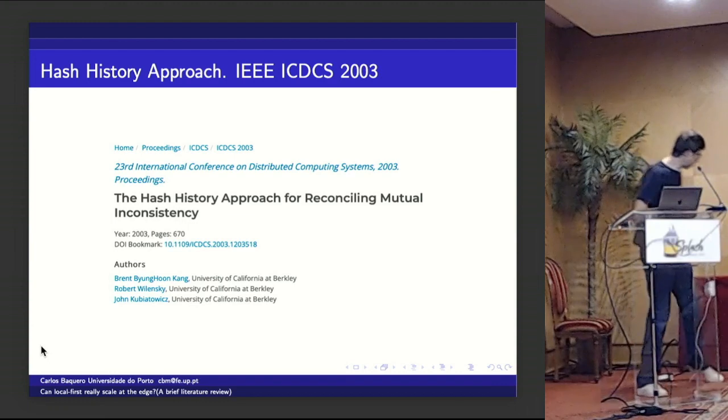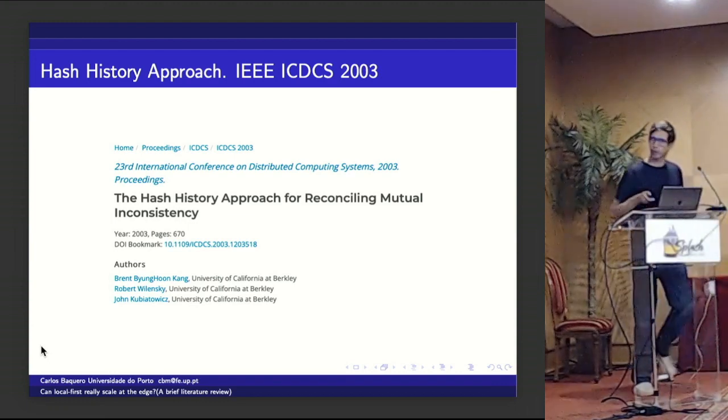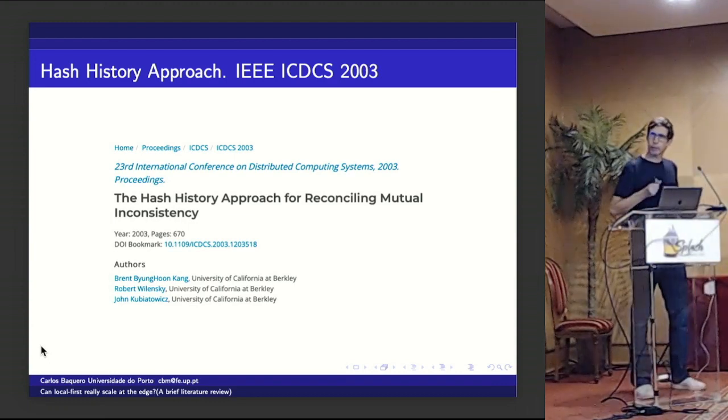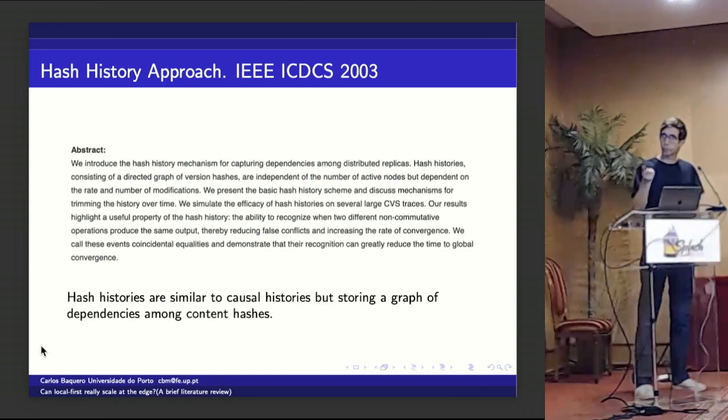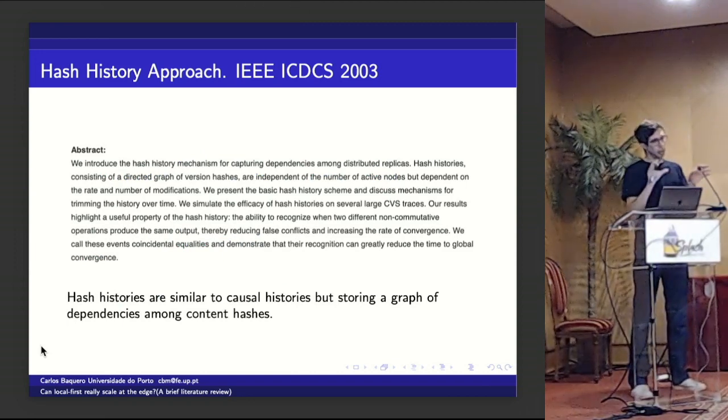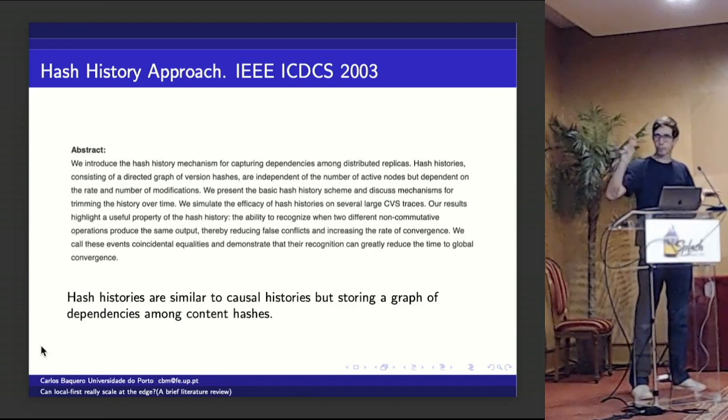I'm not sure if this is the oldest, but this is the oldest reference I know about of using hashes to track what's happening in the system. So this is in the track that we don't care how many entities we have. We care about the updates themselves. This is a paper from 2003. I don't want you to read the whole abstract, but the idea is that it's like a version control system. So you are changing documents. This is before Git, I suppose.